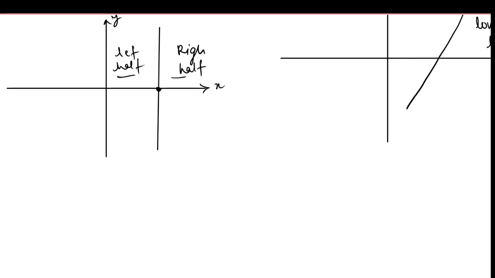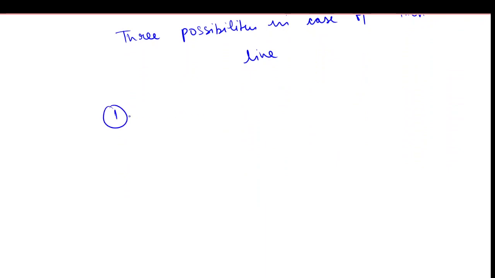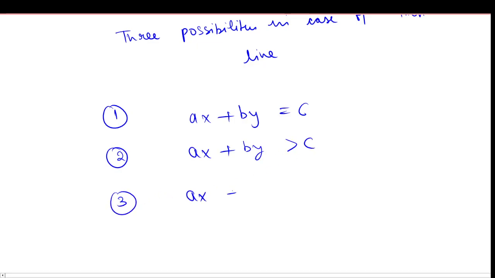So next we have three possibilities in case of a non-vertical line. First is ax plus by equal to c. Second, ax plus by is greater than c. Third, ax plus by is less than c.